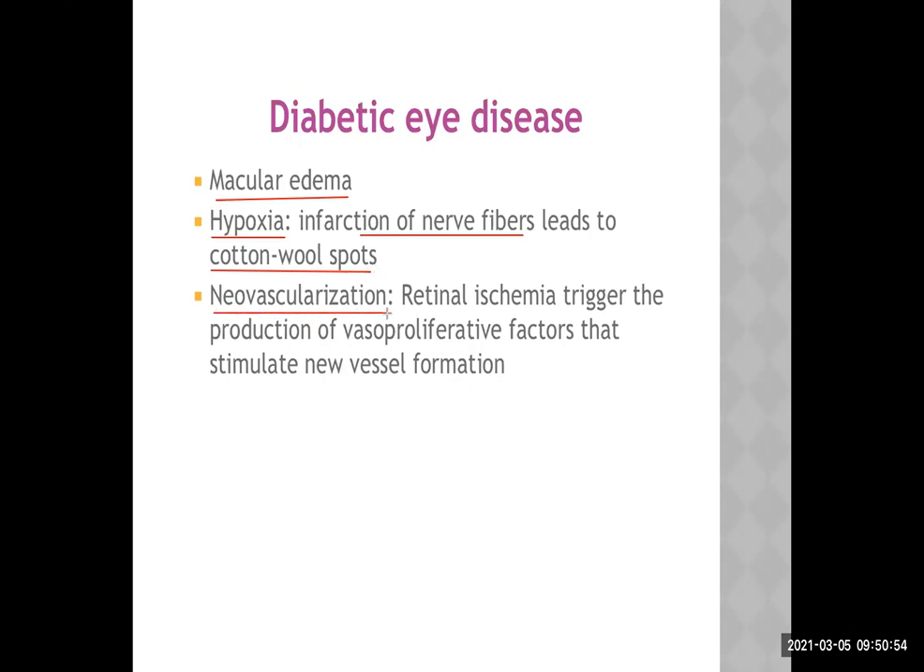Another important point is neovascularization, or new blood vessel formation. How? Listen here. This retinal ischemia triggers the production of vasoproliferative factors like VEGF, vascular endothelial growth factor, which stimulate new vessel formation. These new vessels are very friable and weak. They can rupture easily and there is leakage of the blood there. This results in collection of blood inside the retina. There are different terms mentioned there in the textbook. So these are the different mechanisms.